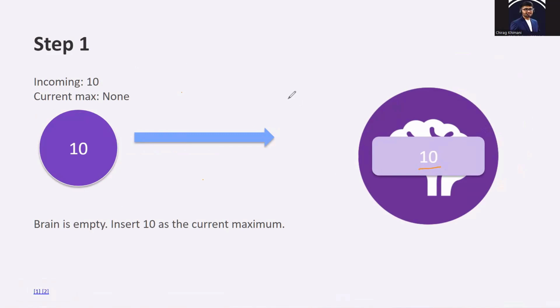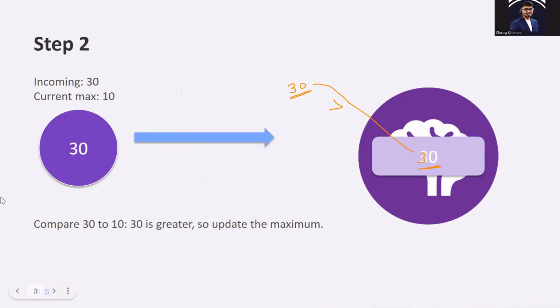Now the next number we will get is 30. Now our brain will compare whatever next number we are getting and whatever I have stored as the maximum. It will compare: is the next number greater than what I have stored? Yes, then it will store the next number in memory. So now the brain will store 30 in memory. Right? It will forget the 10.